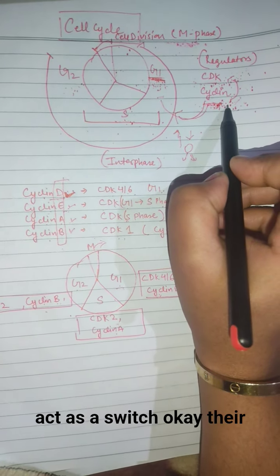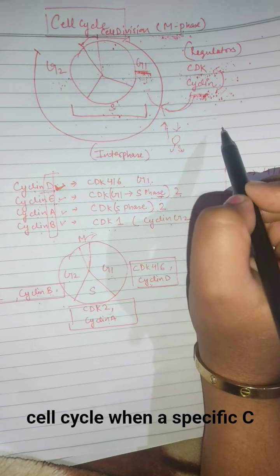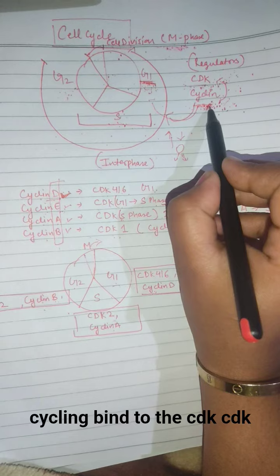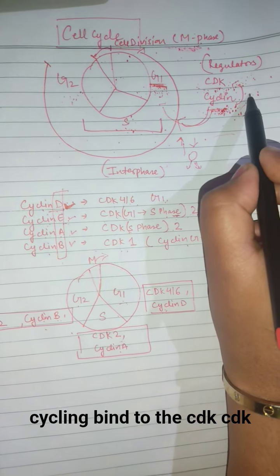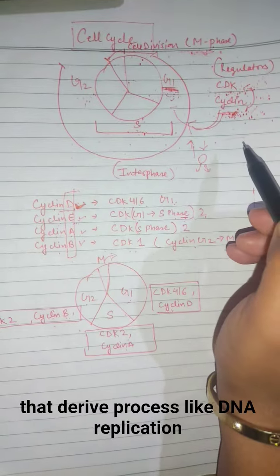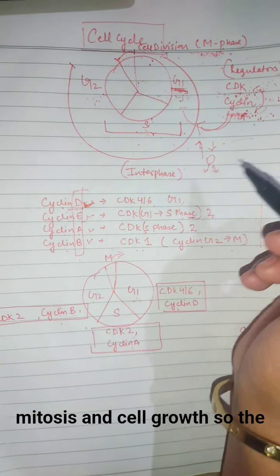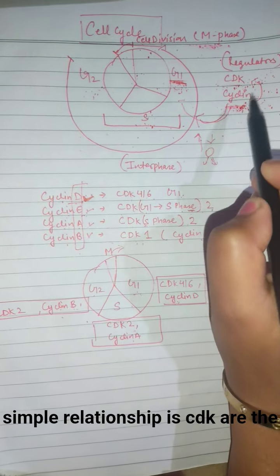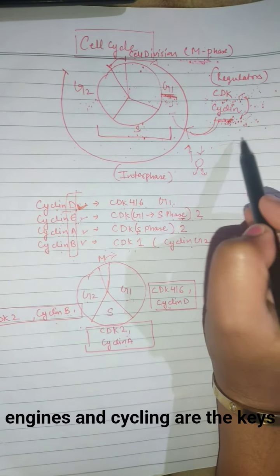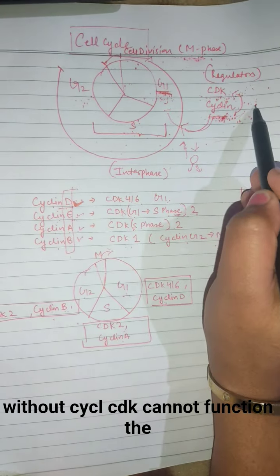Now we understand how cyclin works. Cyclin acts as a switch. Their levels rise and fall during the cell cycle. When a specific cyclin binds to the CDK, it becomes active and phosphorylates target proteins that drive processes like DNA replication, mitosis and cell growth. So the simple relationship is: CDKs are the engines and cyclins are the keys. Without cyclin, CDK cannot function.